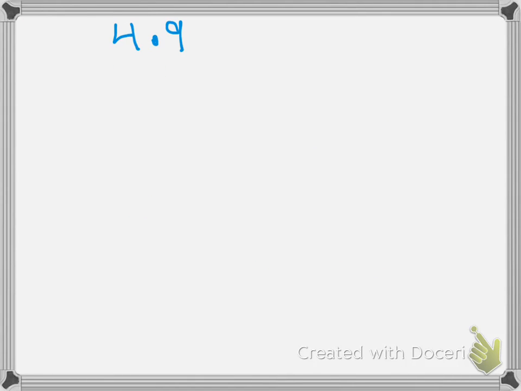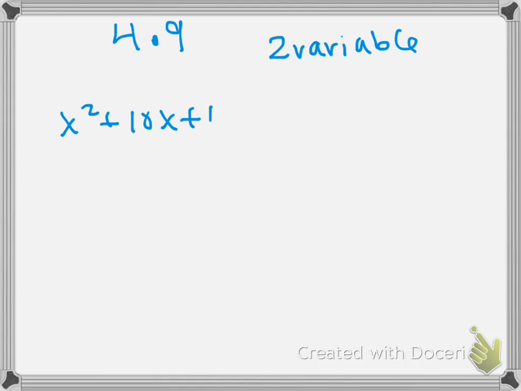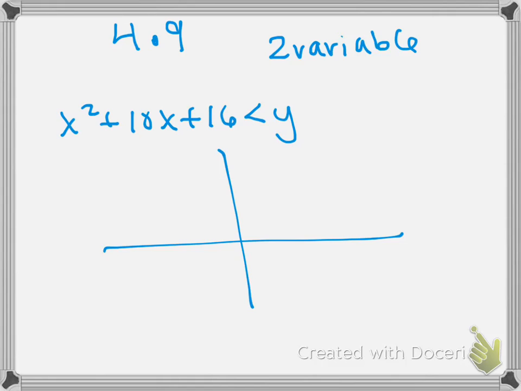So 4.9 comes in two flavors. There are two variable equations and one variable equation. So we'll start with the two variable equation. If I give you this, x squared plus 10x plus 16 is less than y, there are two variables right there. So in order to graph this situation, I'm going to need my xy axis, and I have to just solve this quadratic equation, which you guys are good at. My x-intercepts, so I can factor this.